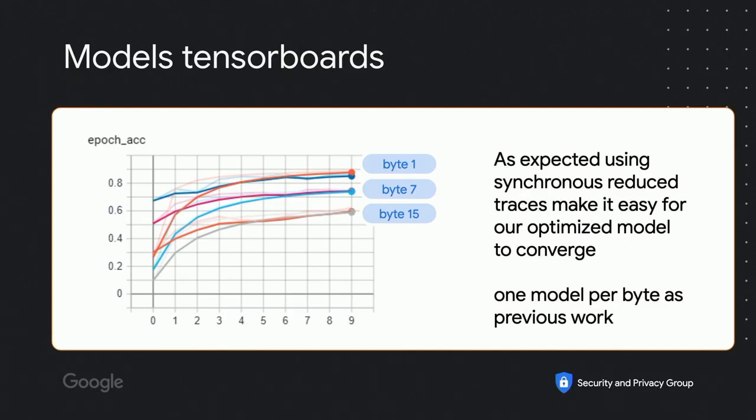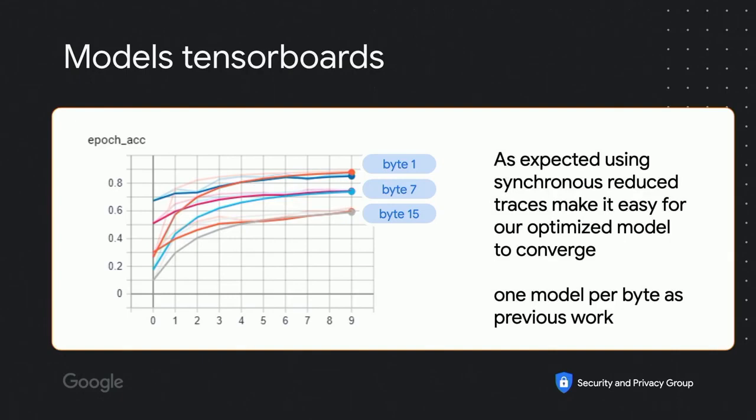So we have a model which generalizes well, so that's a good model. Again, that is expected because we made it very easy for ourselves by having an unprotected implementation, TinyAES, and making it synchronous and shrinking down those traces to only the first 4,000 points. So that's what it is.